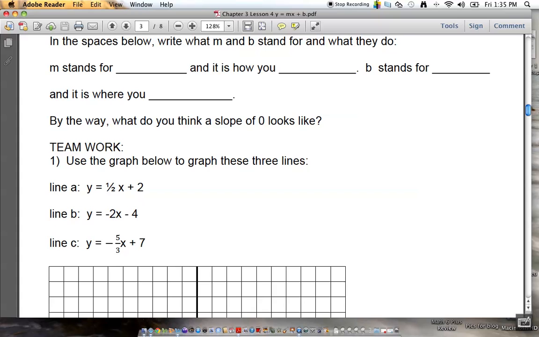M stands for? Slope. And it is how you move. Good. B stands for y-intercept. And it is where you begin. Excellent. All right, now I'm going to help you with the first one here, and then you're going to do the next two with the partner that you're sitting next to. Okay?